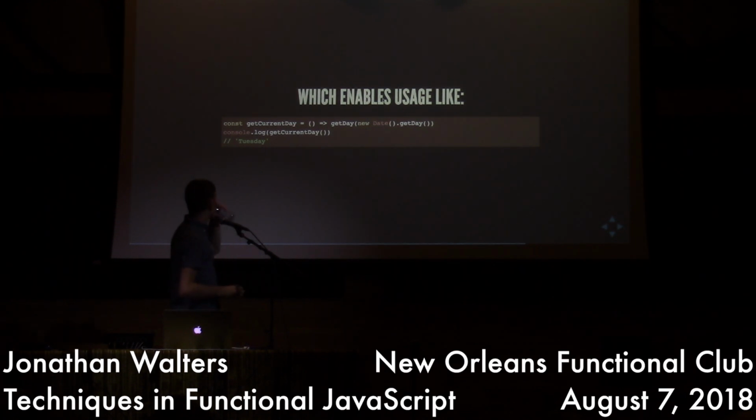We can do things like getCurrentDay, which will use our getDay function. We'll pass it a number, whatever the current day is by way of this JavaScript method, and then we can finally log it. So again, we've taken what was a function preloaded with some arguments, and now we can simply call it, and it'll give us what we need.